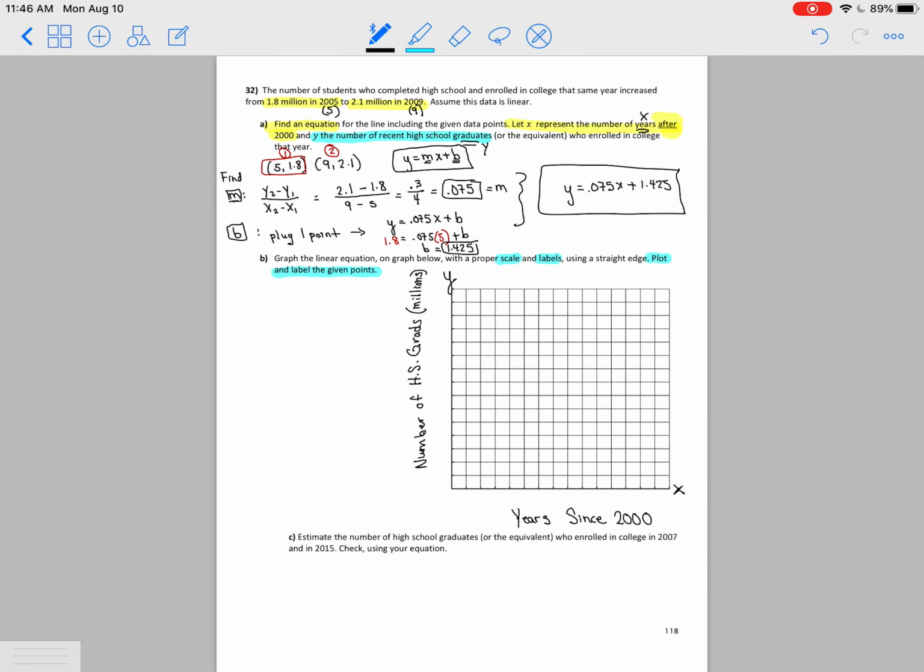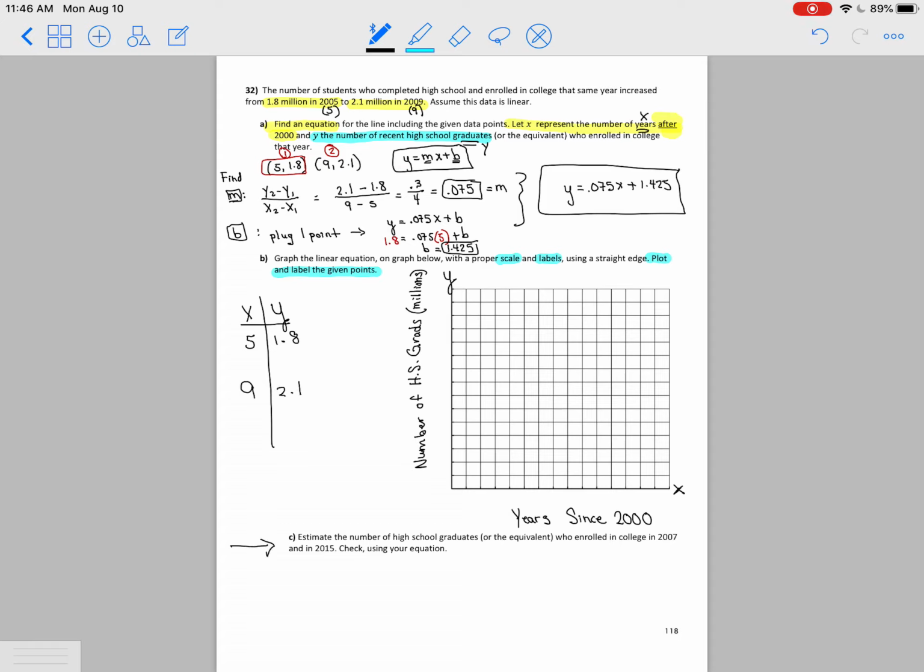Okay, guys, now from this point, we need to figure out how we're going to scale and what dimension to use on our graph. You guys have some choices here. I would actually recommend that you set up a t-table. It doesn't ask you to do this, but I find this very helpful. Put in the points that you have. So we know that in the year 2005, we had 1.8 million. We know in the year 2009, 2.1 million.